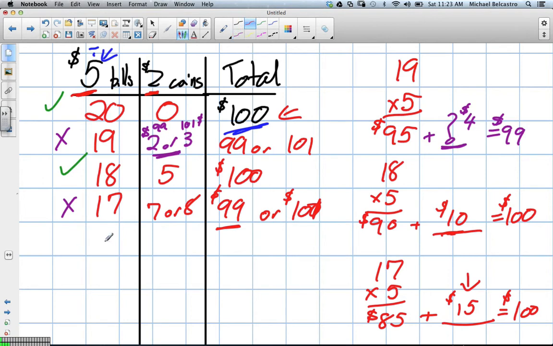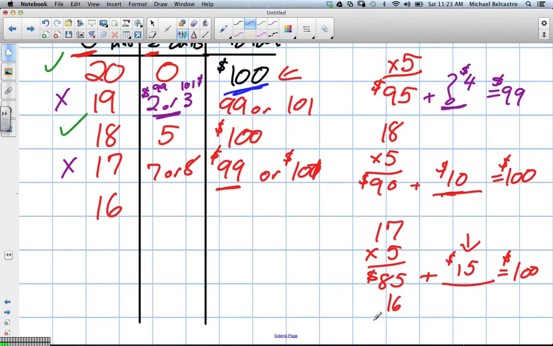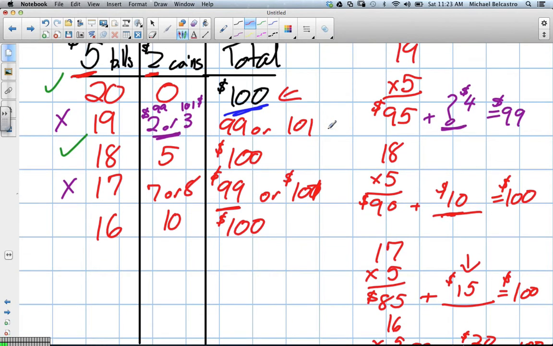So now let's go to 16. Okay? 16 5s is going to give us what? 80. How much more money are we going to need to get to 100? $20. And how many $2 coins will we need? 10, exactly. Okay. So we've started this chart, and this chart's going to take a bit to go through.